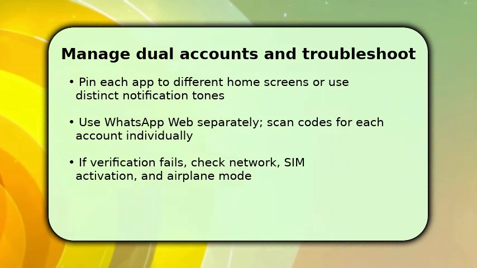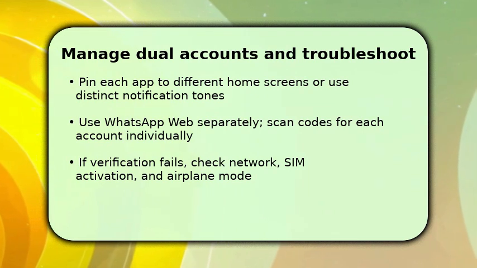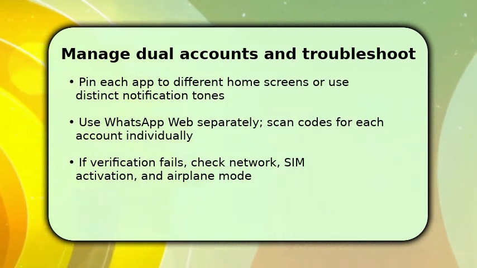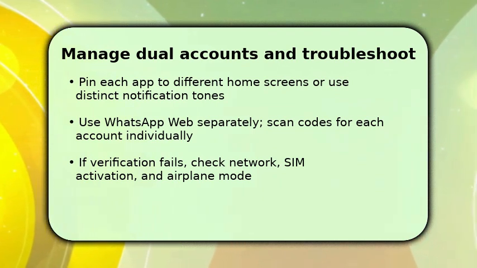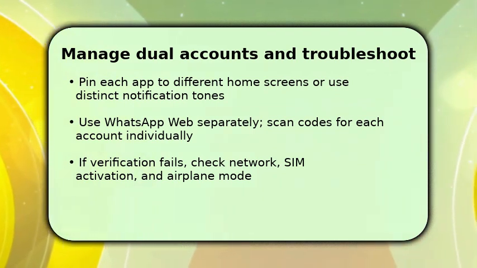If something goes wrong, recheck the SIM activation and network, toggle airplane mode to reset connectivity, and retry verification. If you still can't verify, restart the phone and attempt the code again.